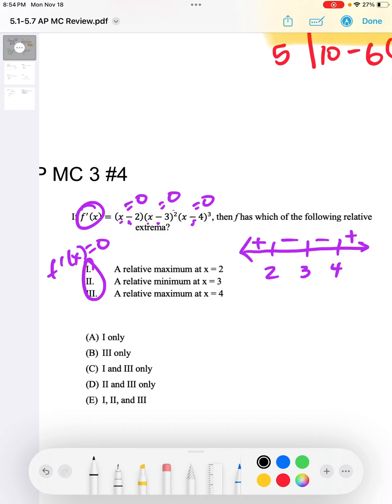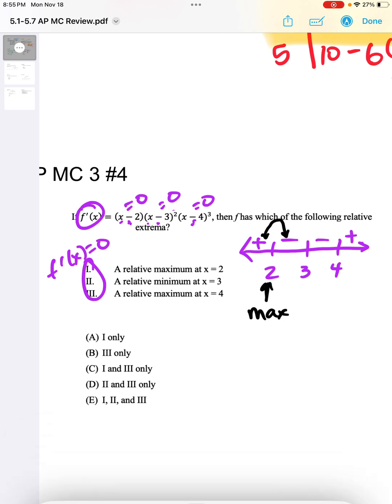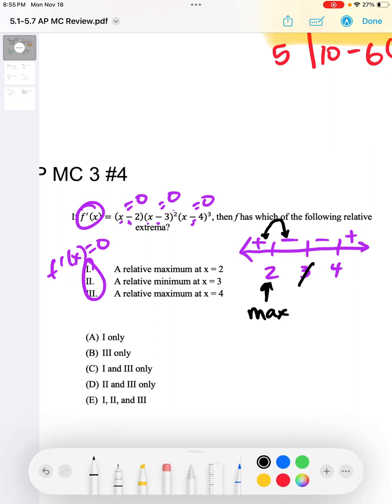Going from positive to negative, this grouping right here, this value at 2 is going to give me a minimum. Sorry, I mixed that up. I drew the picture wrong. Positive to negative. Positive to negative. There we go. That gives me an x value at 2. That's a max. 3 is nothing since it's going from negative to negative. And then at 4, negative to positive, that's going to be my minimum.